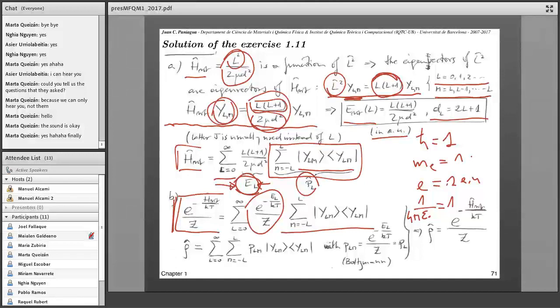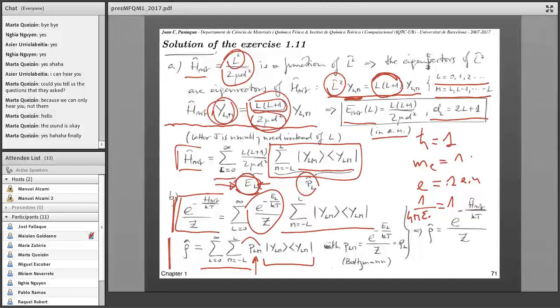And finally, the other question was to write the density operator for any of those rotors at a given temperature. The density operator is the sum of all possible pure states multiplied by the corresponding probability. But we know that at thermodynamic equilibrium, the probability of each state is given by the Boltzmann law.